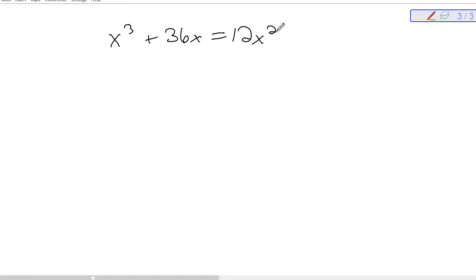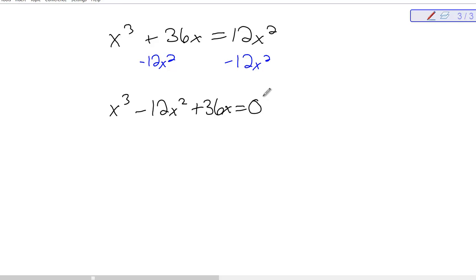First thing I want to do, I'm trying to solve this, so the very first thing I want to do is set this equal to 0. And so I'm going to subtract 12x squared. When I do so, I want to make sure that I put it in the correct order. So I've got a 3 as my exponent here. I want the 2 exponent in the middle. So whenever I rewrite this, I get x to the third minus 12x squared plus 36x equals 0. Remember, I always want to write my highest degree to my lowest degree terms.